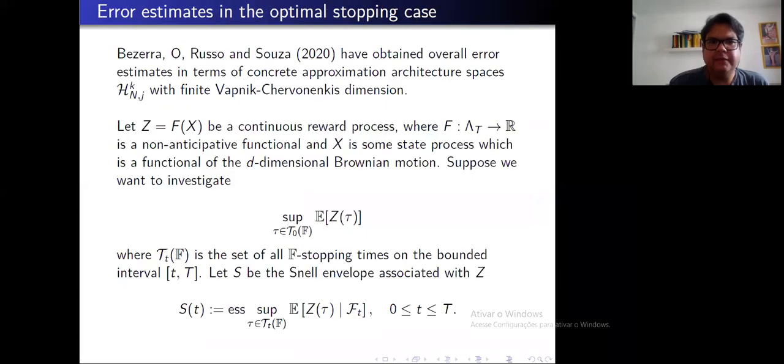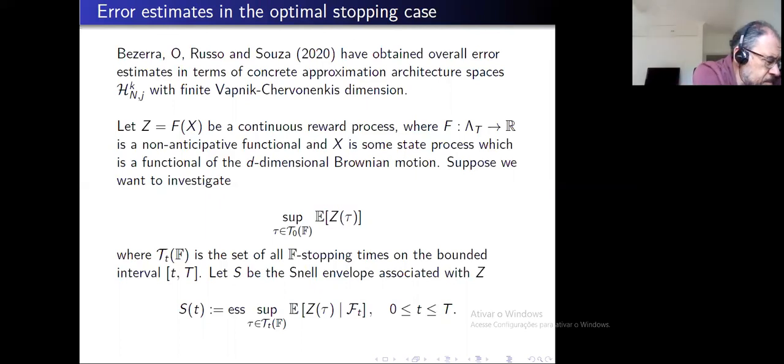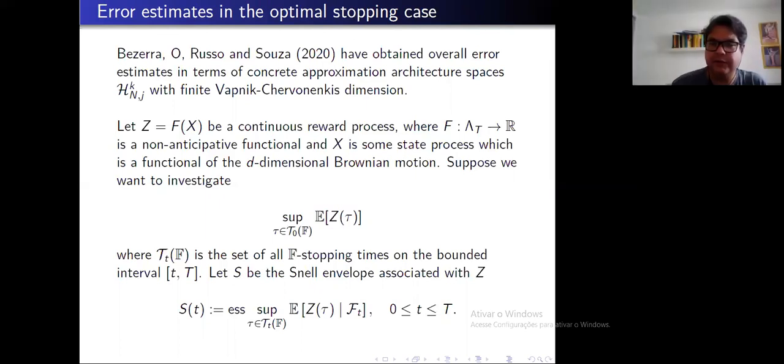Okay, so just to finish the talk, in the simplest case of optimal stopping, we have Monte Carlo error estimates for the scheme. So far, we were not able to develop Monte Carlo error estimates for the general stochastic control problem, but for optimal stopping, yes, we have some answers in this direction.